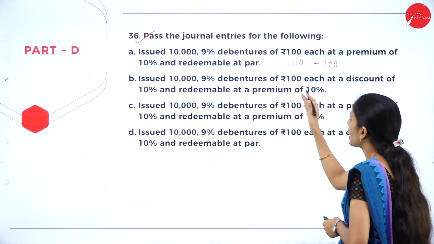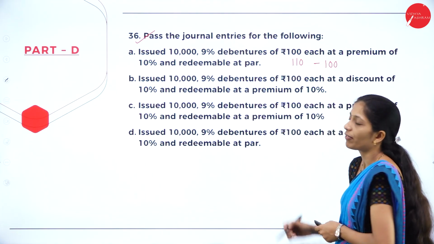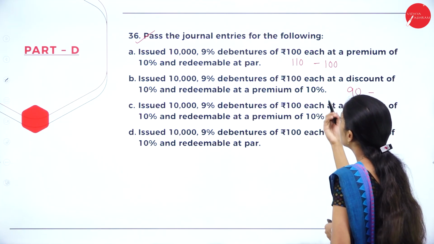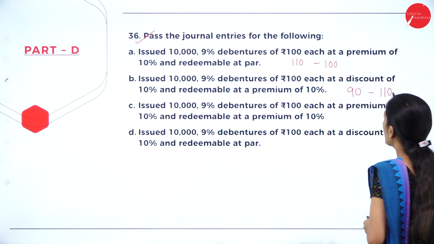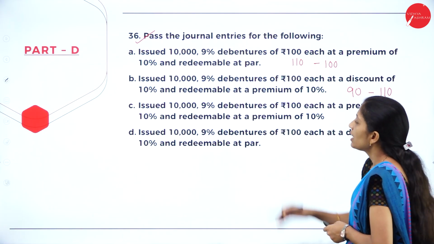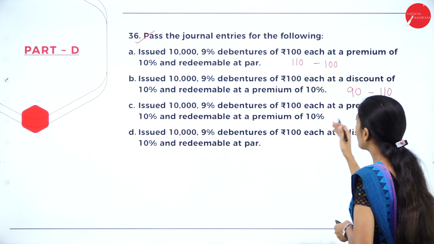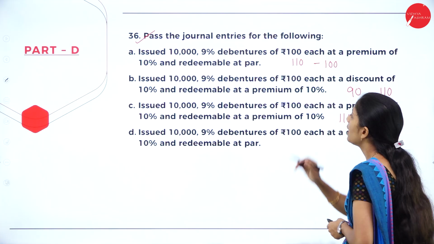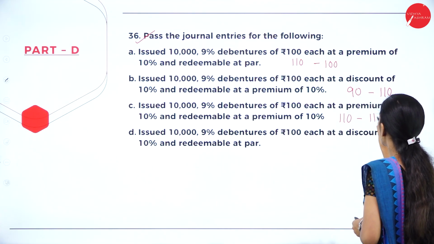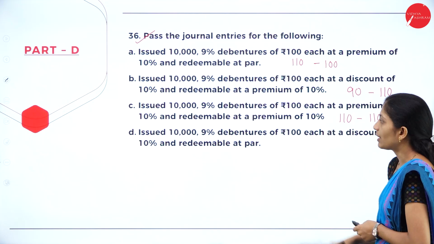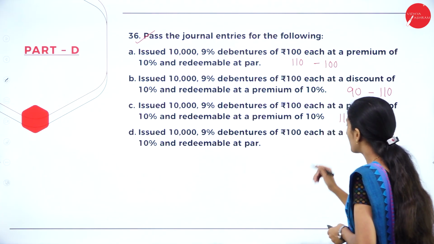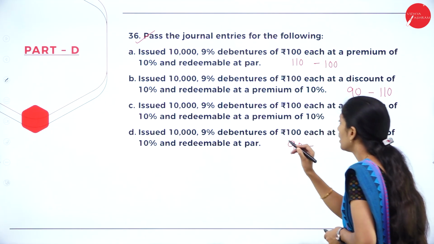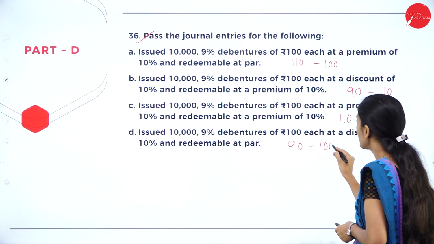Next, issued 10,000 9% debentures of 100 each at a discount of 10%. Discount in the sense 90, and redeemable at a premium. Third, issued 10,000 9% debentures of 100 each at a premium of 10%. So they have issued at premium, that is 110, and redeemable at a premium. So they have redeemed at a premium only, 110. Fourth, issued 10,000 9% debentures of 100 each at a discount of 10%. Discount in the sense 90, and redeemable at par, redeemed at 100.